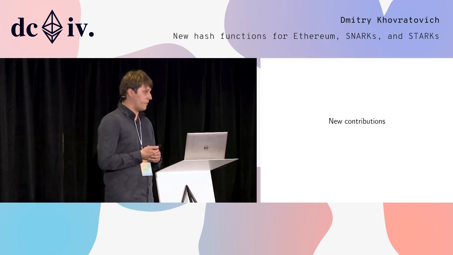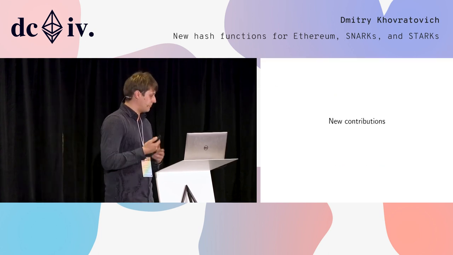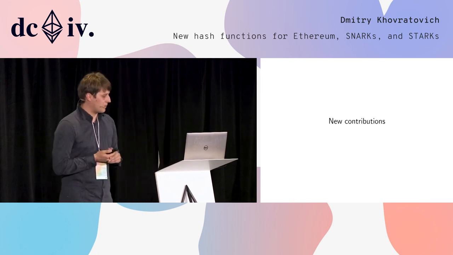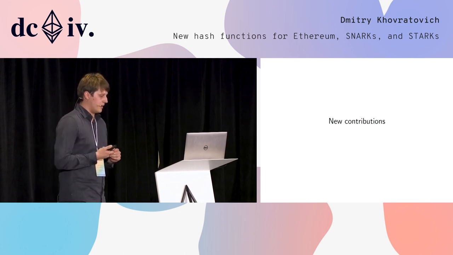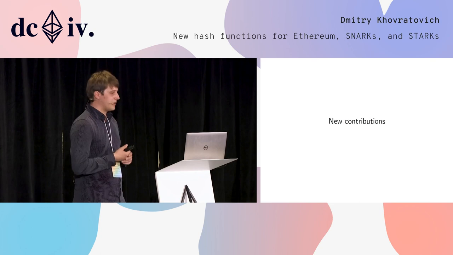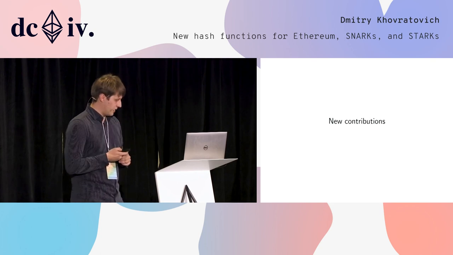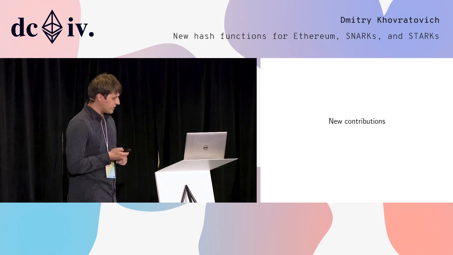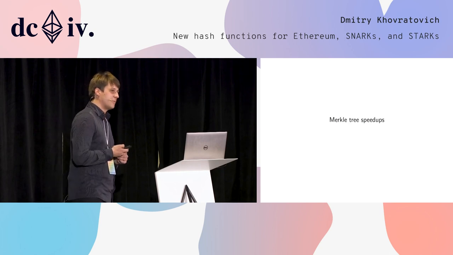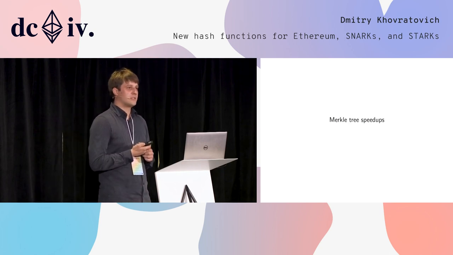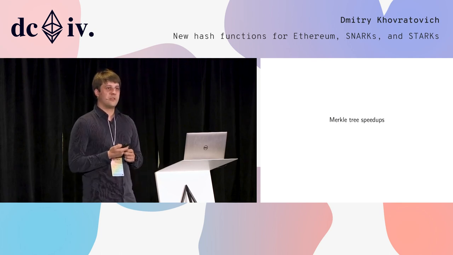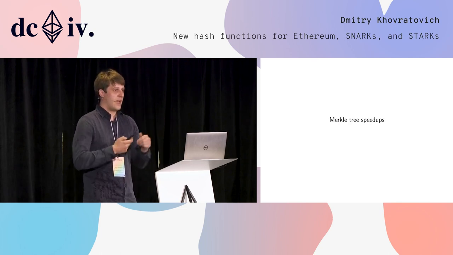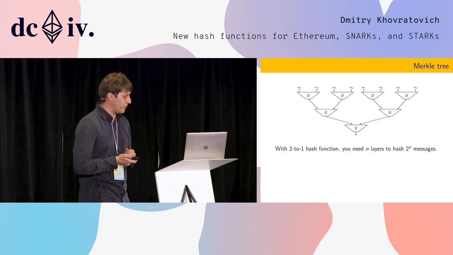Okay, so there are also Pedersen hash proposals, but we can directly go to our contributions because the others are not exact. They are constructed in a different paradigm and are not so interesting for us. Our contributions consist of two parts. The first part is more generic: it's about Merkle trees. And it turns out that we can handle Merkle trees substantially better than before.